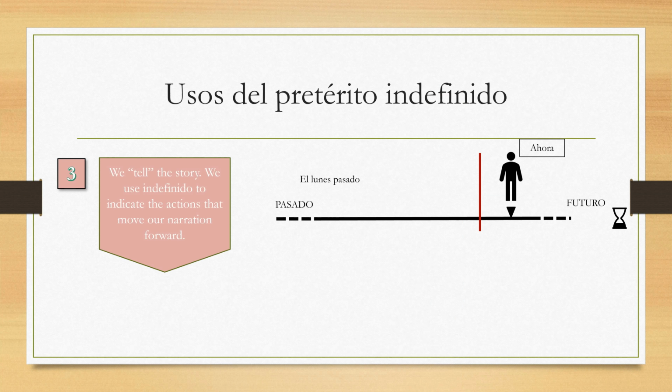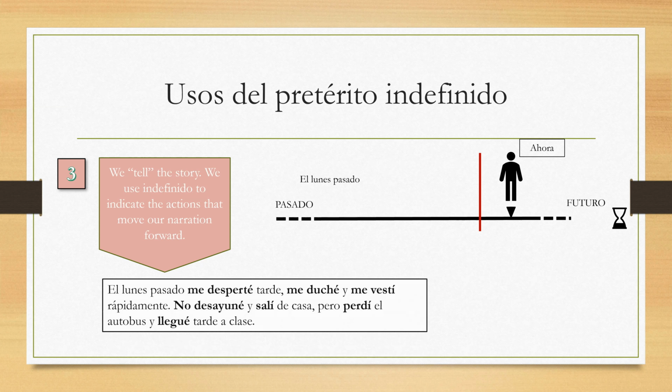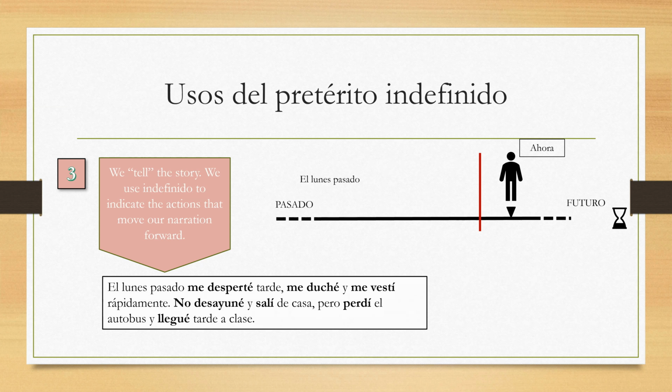We tell a story. We use indefinido to indicate the actions that move our narration forward. When we talk about our past, we are actually telling our life. We need to narrate. In Japanese, kataru, right? So, an example would be this.